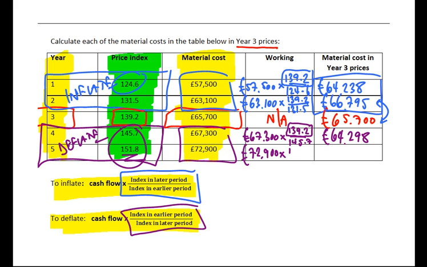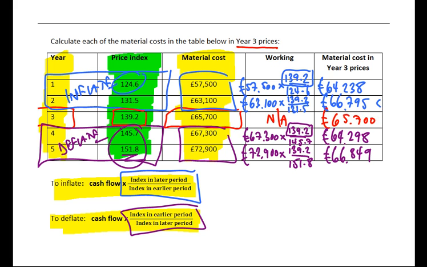So we multiply by the index in the earlier period, which is again the year 3 index, so we're trying to get everything back to the 139.2 over the index in the later period, this time year 5, which is the 151.8, so £72,900 times 139.2, and then divide by the 151.8, and I get that as a deflated figure of now £66,849, again reducing the material cost, because we're this time knocking off some of the effect of inflation.